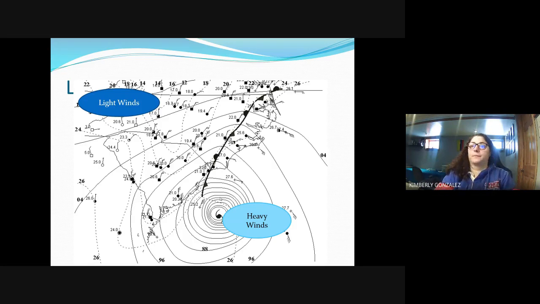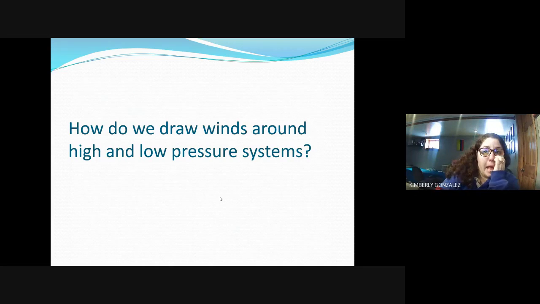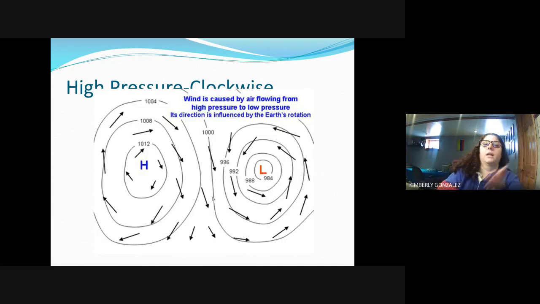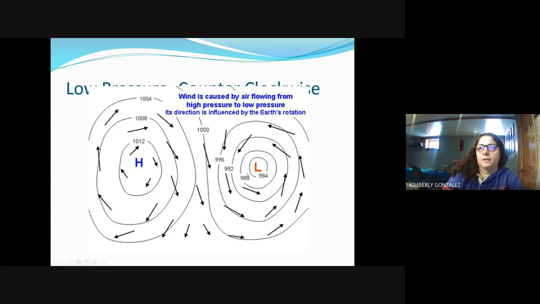Good job, guys. All right, so how do we draw winds around high and low pressure systems? Well, just like this. You're going to show that the high pressure systems are going in a clockwise fashion, and that in a low pressure system, they're going in a counterclockwise fashion. All right, simple and easy.